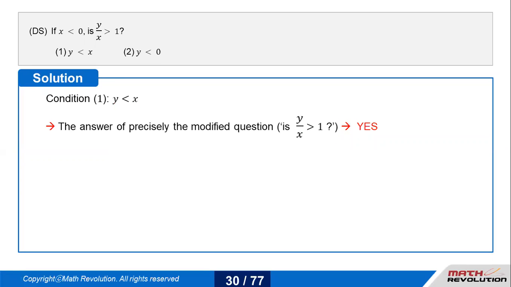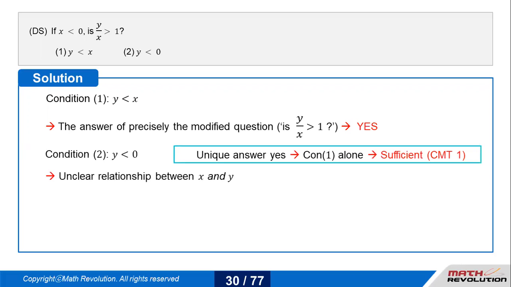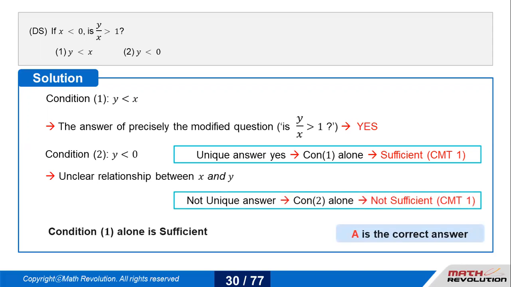Condition number 1 says the same thing. You don't have to solve this in total. If you simply modify, you will get many opportunities to modify the inequalities and get to one of the options. Let's check out condition number 2, which says y is less than 0. Y less than 0 doesn't guarantee that y over x would be greater than 1. So there's no clear relationship between x and y. So condition number 1 alone is sufficient.